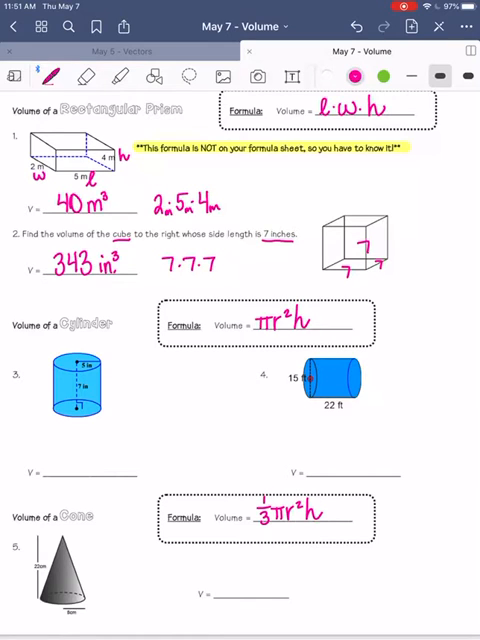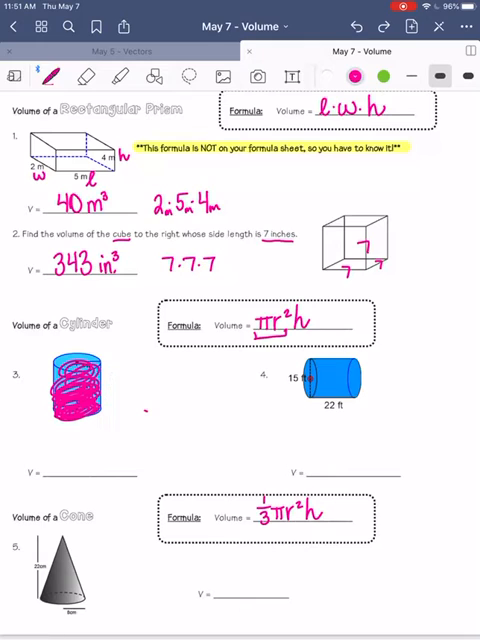Now, we bring pi in whenever there is a circle involved. So do we agree that a cylinder is basically a circle, and then you just keep stacking them, all the circles up? So it's the area of a circle, essentially, which is pi r squared, and then its height. Okay?